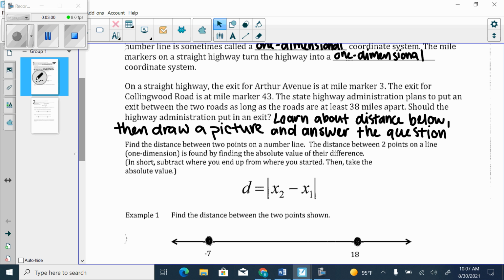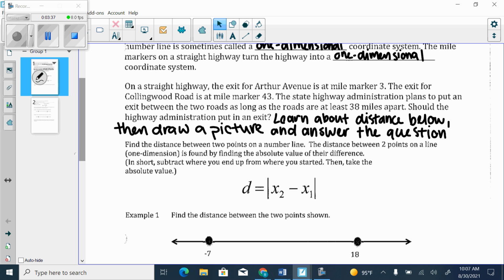Dealing with some real world scenario, they first are going to have us deal with it on just a normal number line. So this next piece says, find the distance between 2 points on a number line. The distance between 2 points on a line in one dimension is found by finding the absolute value of their difference. In short, what we're doing here is subtracting where we ended up by where we started, and then we take its absolute value. So the formula for distance is this right here.